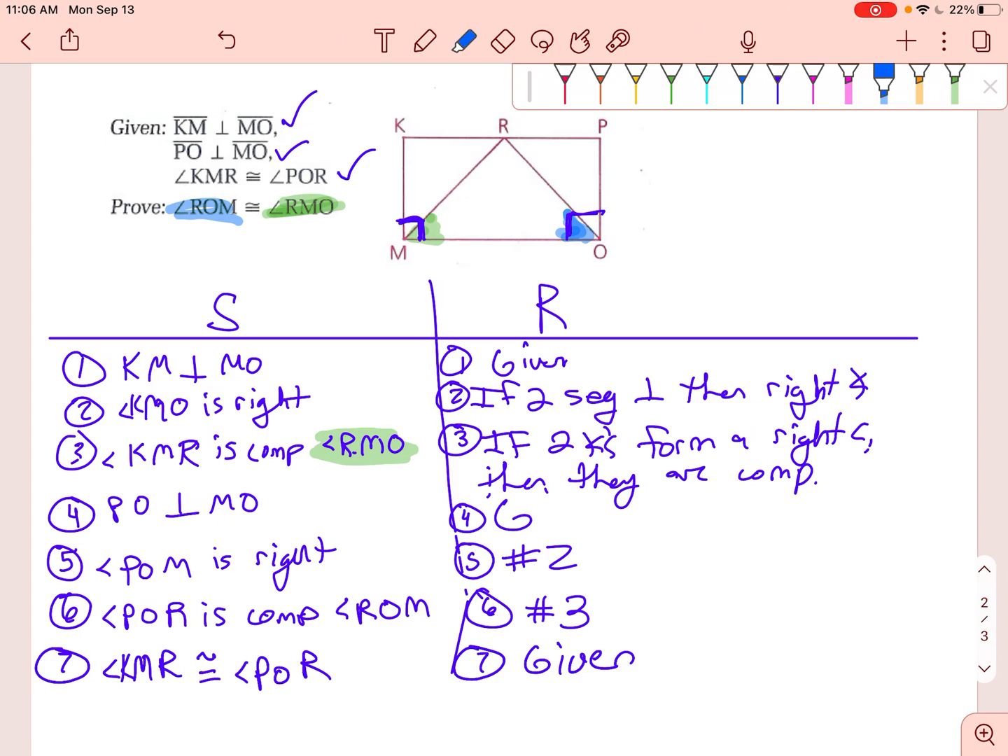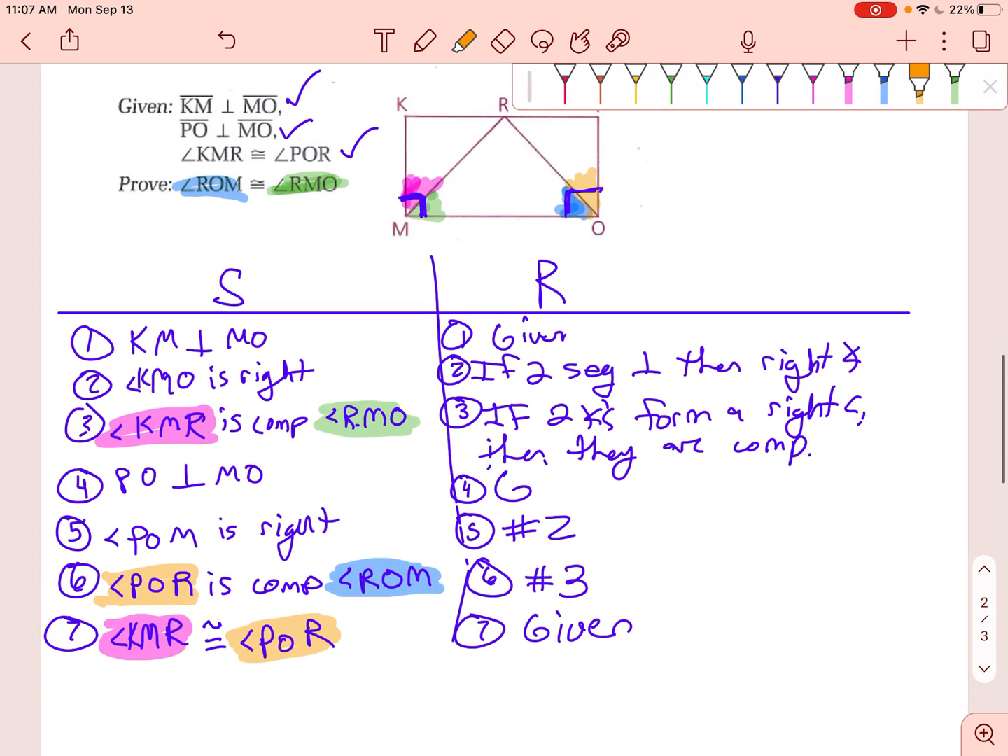So anywhere in my proof I see that, this is my green angle and my blue angle. Let's do KMR pink. So any KMR I see in my proof, I'm going to color pink. And then POR is going to be orange. Okay, so what can I conclude from this? I see it right here. I see that these two angles are equal to each other, okay?